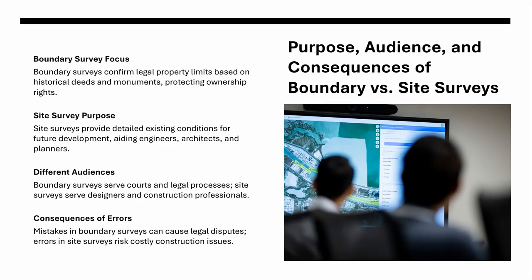And because of that, the consequences of mistakes are also different. If you make an error in a boundary survey, you may misrepresent ownership, leading to disputes or even lawsuits. If you make an error in a site survey, you may cause a building to be designed in the wrong place, a drainage system to fail, or a utility line to be cut during construction. In either case, the damage can be significant.